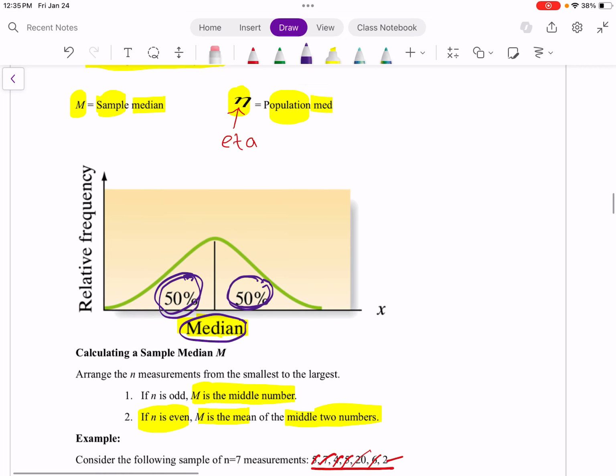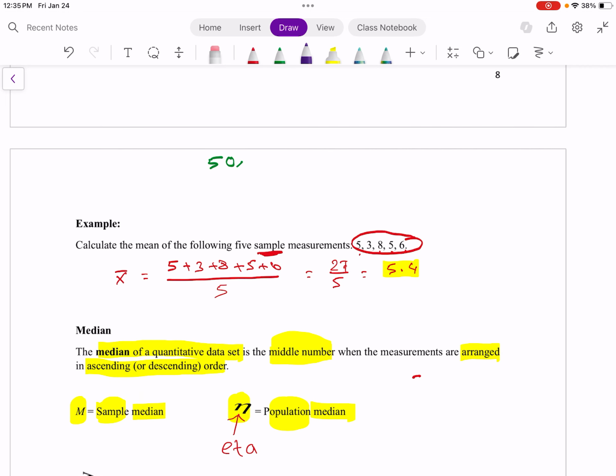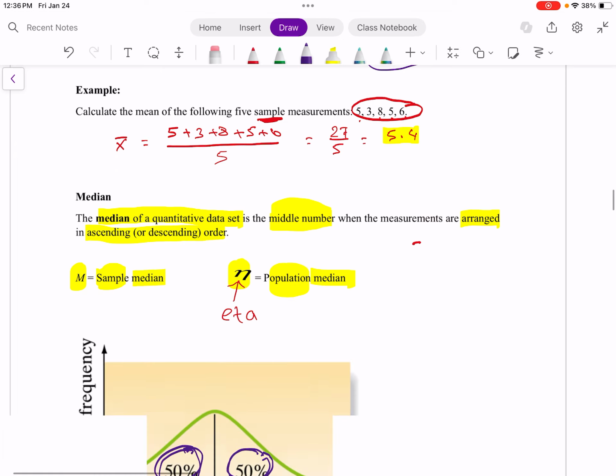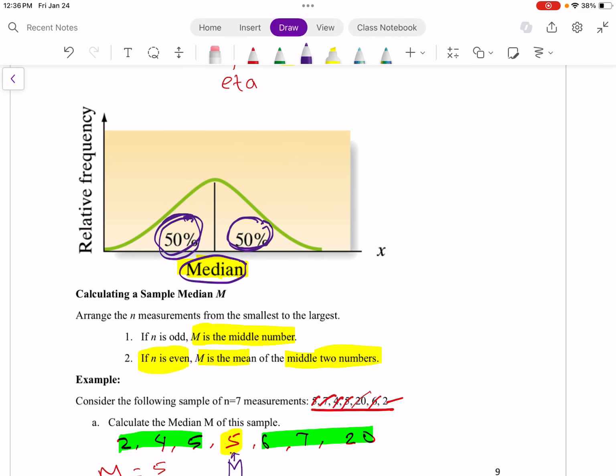If we go back here, for this data set, the mean is 5.4. If we arrange 3, 5, 5, then 6, 8, 5.4 is somewhere here, right? On the left we have 3 measurements. On the right we have only 2. So the median divides exactly into 2 equal halves. Whenever you have a median, you can always imagine that 50% of the measurements are on the left and 50% are on the right.